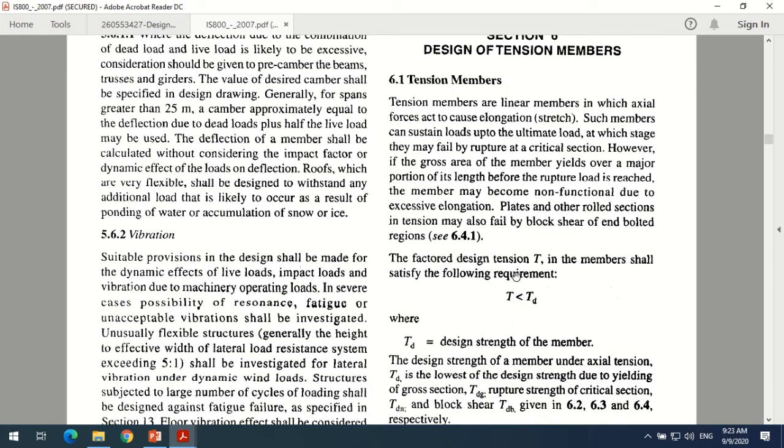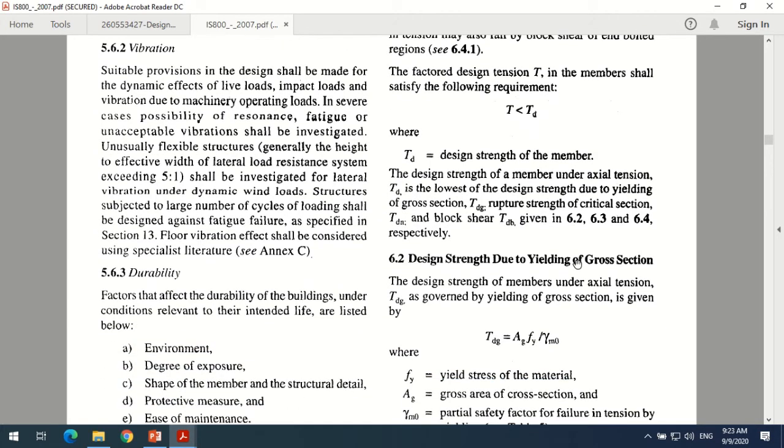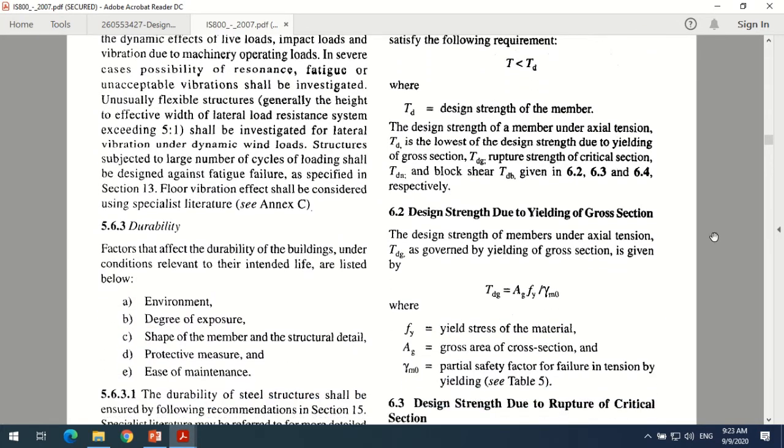But now what it says is, first thing, the force of tension in the member, the factored design tension in a member should be less than the design strength of the member. This is the criteria what has to be ensured. Okay, so here TD, for calculating the design strength of the member, we have three different criteria. Okay, the first is yielding of the gross cross section.